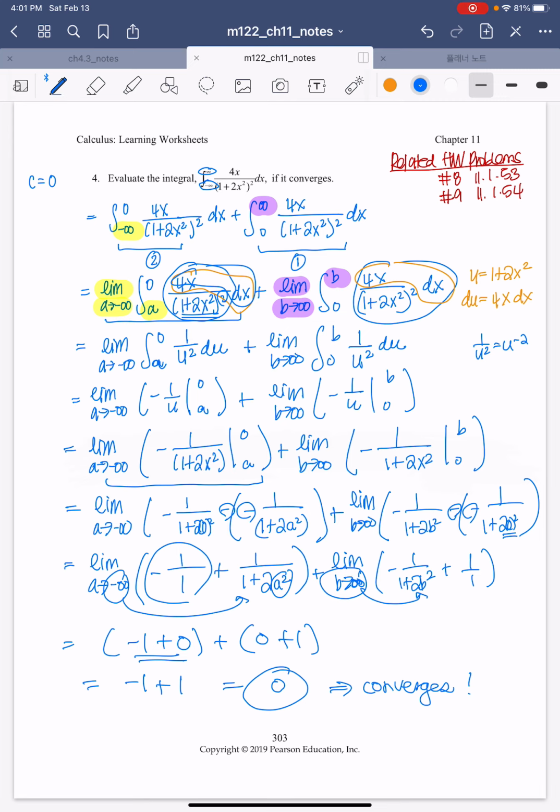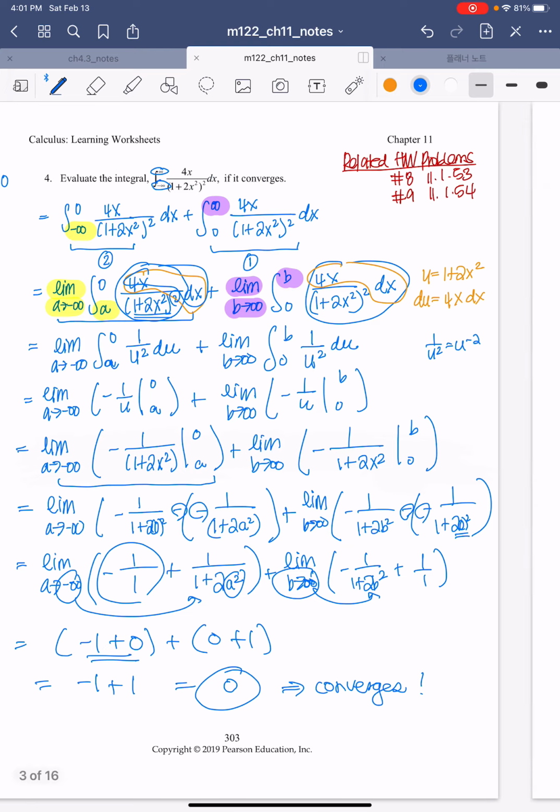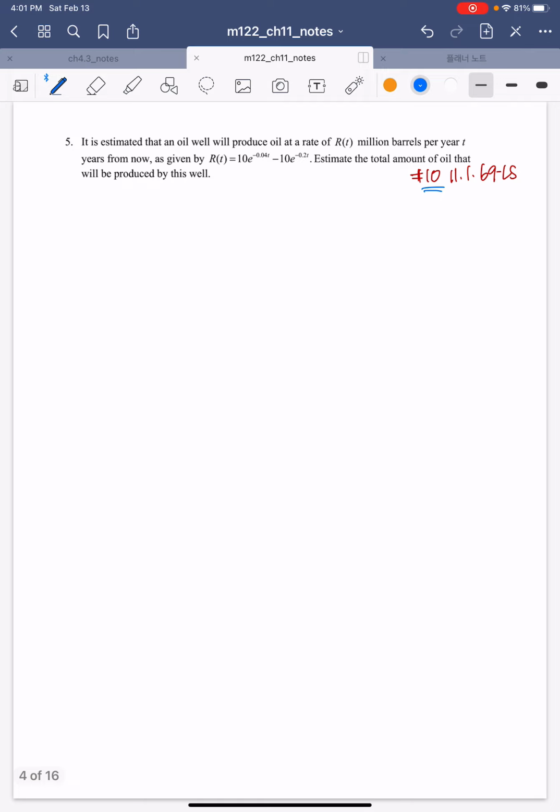Okay. So this seems a lot longer because you have to separate it into two integrals, but the whole process is still the same. Rewrite it into limits, then take the integral, and then evaluate. Let's move on to the last problem, which is an application problem.